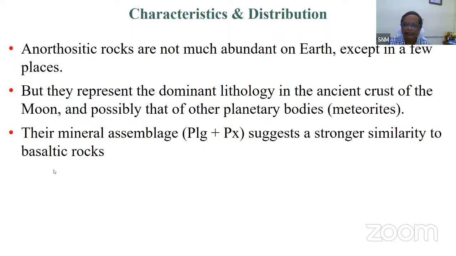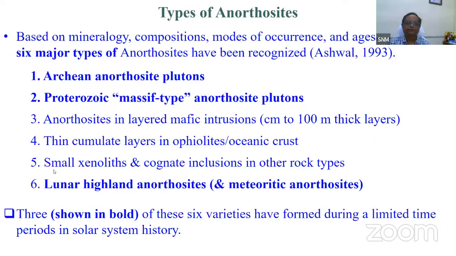Their mineralogy is more or less similar to basalt. A basalt also comprises pyroxenes, plagioclase, and plus or minus olivine. Similarly, anorthosites are plagioclase plus pyroxene plus or minus olivine. The only difference is that in basalts, the modal proportion of pyroxenes will be more than or equal to the plagioclase, whereas in anorthosite it is dominantly plagioclase compared to pyroxene.